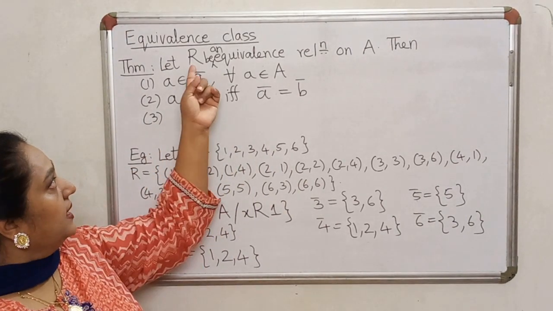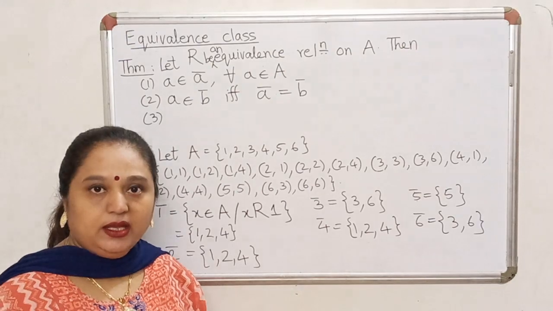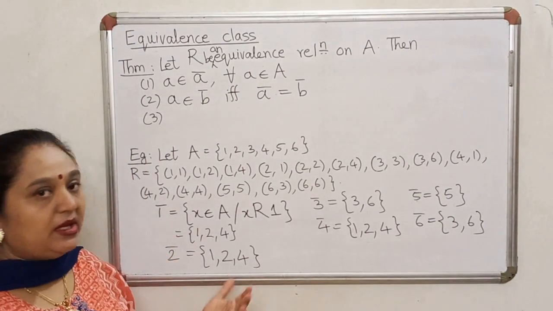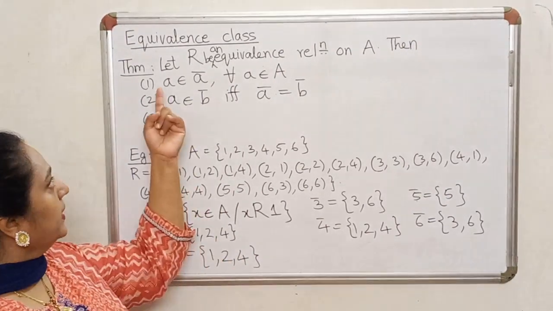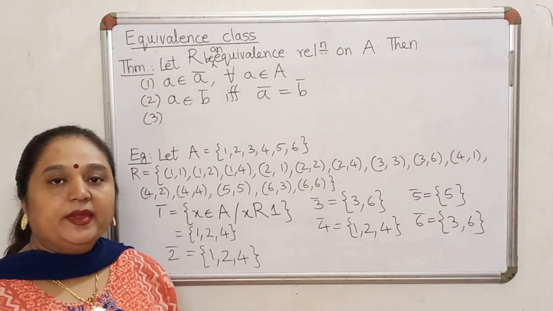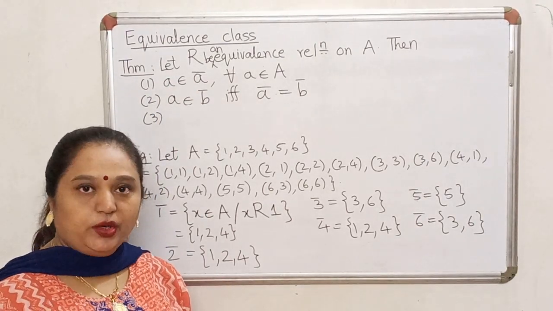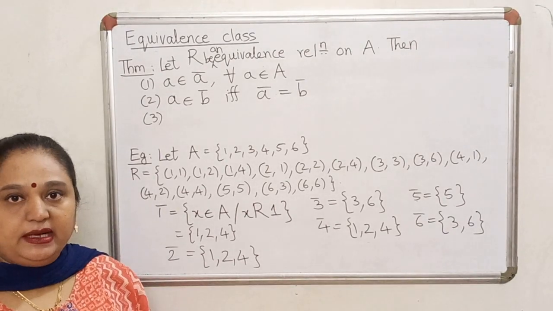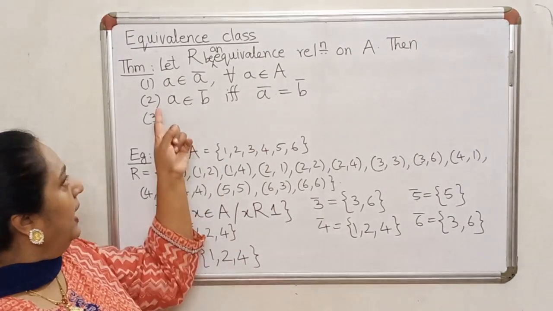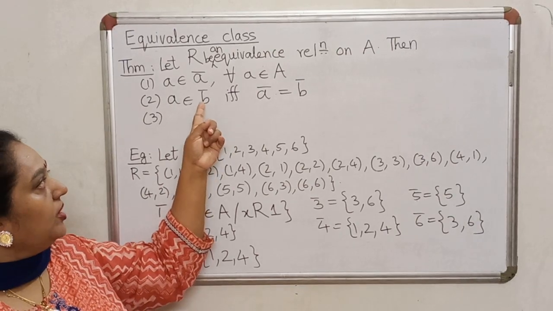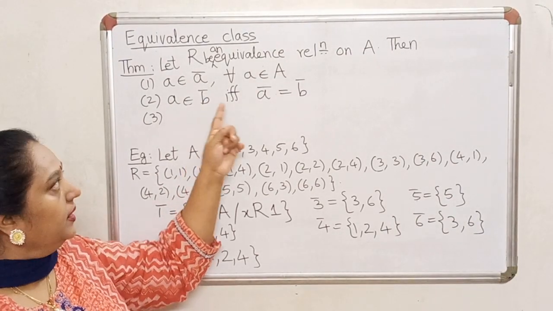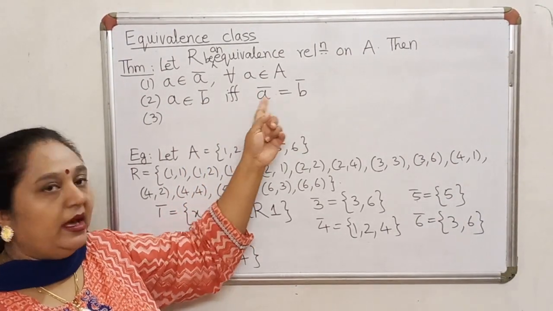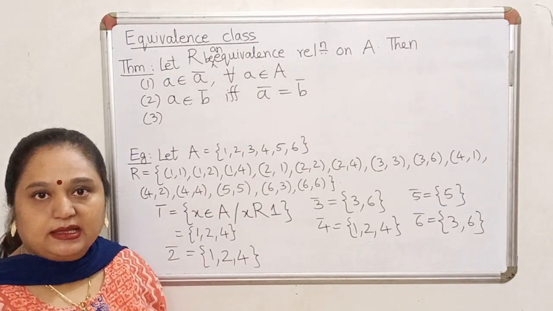If R is an equivalence relation on A, there are already some properties which we have discussed in the earlier lecture. The first property was every element belongs to its own equivalence class, and that can be proved by using the fact that the relation is reflexive. And then an element will belong to the equivalence class of some other element if and only if their equivalence classes are the same.